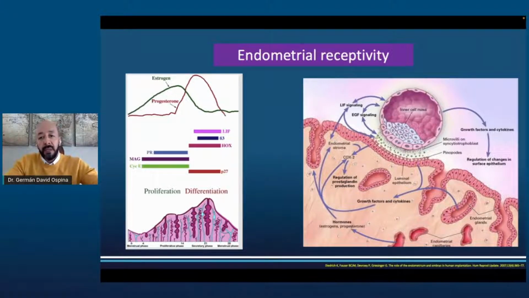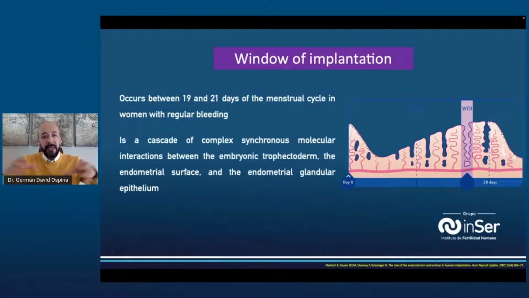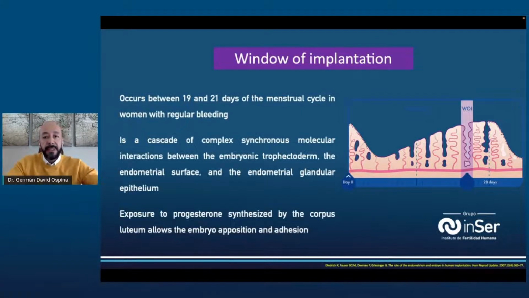And there are a lot of factors, and especially I want to remember two special molecules that are very important in the process of implantation. The first one is the COX-2, and the second one is the cytokines. Both of these factors maybe are the most important factors that we need for having a good implantation. Okay, and what is the window of implantation? This phenomenon occurs between 19 to 20 days of the menstrual cycle in women with regular bleeding. It's a cascade of complex synchronous molecular interactions between the embryonic trophectoderm, the endometrial surface, and the endometrial glandular epithelium. The exposure to progesterone synthesized by the corpus luteum allows the embryo its apposition and adhesion.